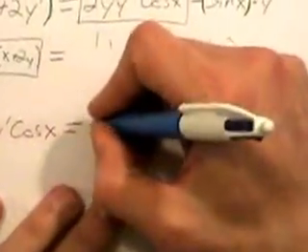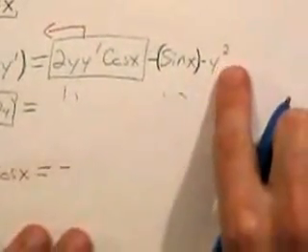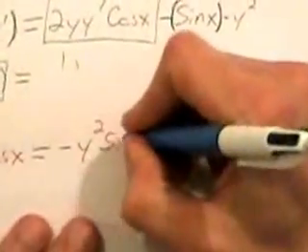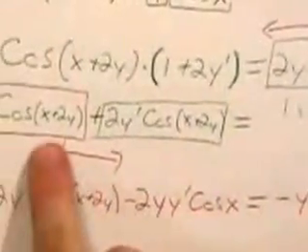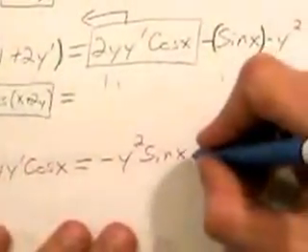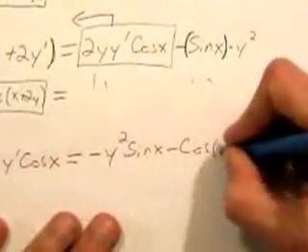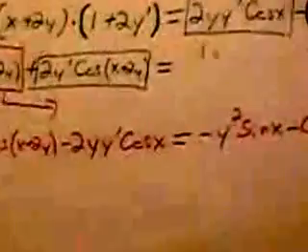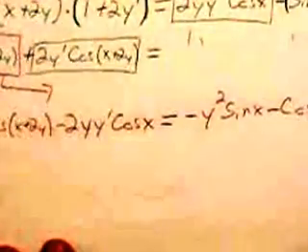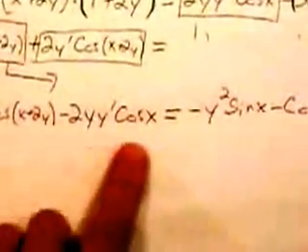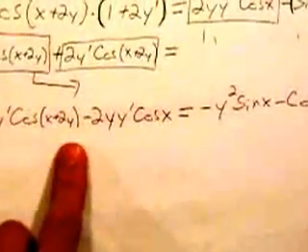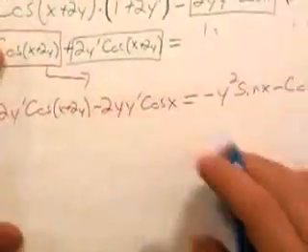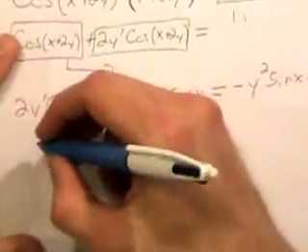That'll be minus, this term I'm going to rewrite because I want the y squared out front, minus y squared sine x minus cosine of x plus 2y. Alright, so you got this big mess. Now it only looks bad, but if I can factor out a y prime here and divide through. So in total, I'm not going to bother factoring out, I'm just going to write it.